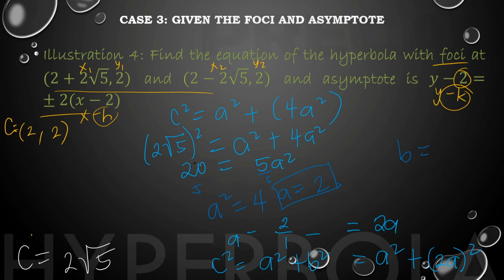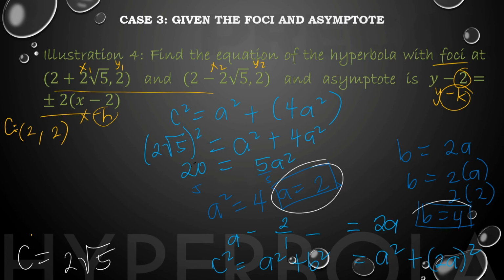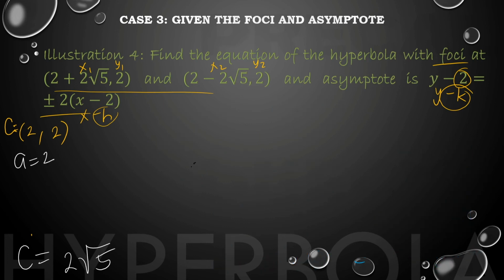So, yung b natin, di ba kanina is 2a. So, yung b is equal to 2 times a. So, 2 times 2 is equal to 4. So, ito na yung a natin, which is 2, and b is equal to 4. So, dahil parehong 2 yung y-coordinates ng foci, ibig sabihin, nakaparallel to the x-axis yung transverse axis. So, isa siyang horizontal hyperbola.